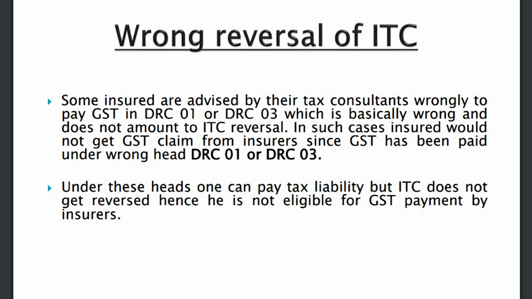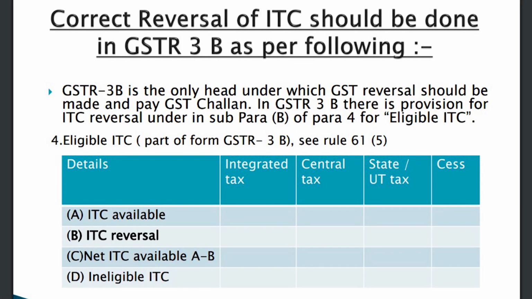You are supposed to file under GST 3B. So these are the things I want to share with you, friends. In case of this GST 3B, there is an ITC reversal column under para 4 in 3B. In that, I have to show the reversal, ITC available, ITC reversal. The reversal has to clearly show that this GST has been reversed.